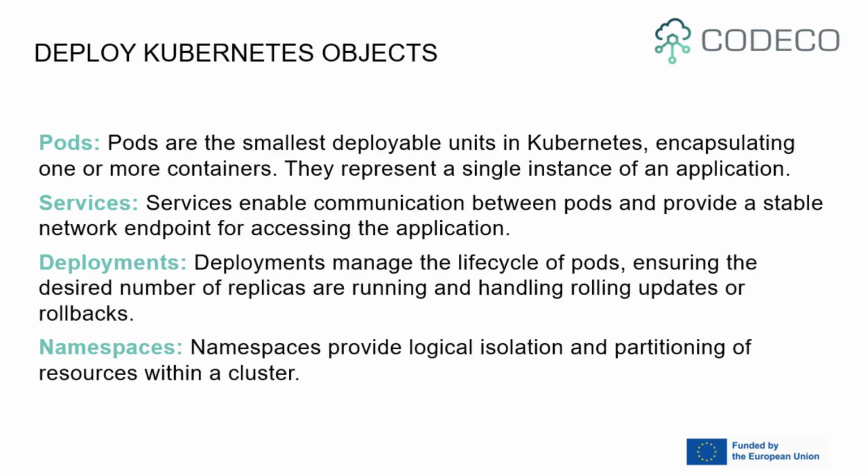Once the cluster is set up, the next step is to deploy the required Kubernetes objects, such as pods, services, deployments, and namespaces. These objects are defined in YAML manifests and can be created using the kubectl apply command. Pods are the smallest deployable units in Kubernetes and encapsulate one or more containers. They represent a single instance of an application.